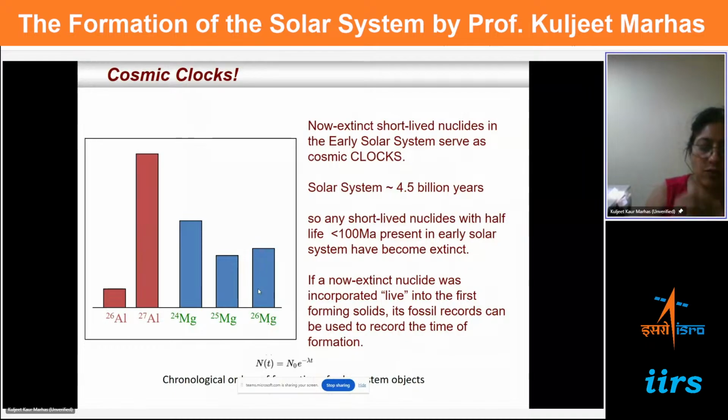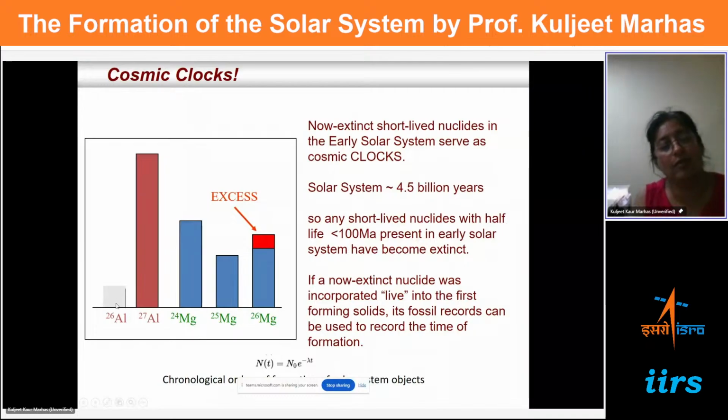Now, if I have 26 aluminum in, say, CI, which I was talking about, and this 26 aluminum decays in situ, it doesn't communicate with the rest of the material, just within CI it decays. What will happen is there will be an excess of 26 magnesium. This is what we measure. So we measure this excess of 26 magnesium, and then we say that 26 aluminum was present in the CI, and then we date it back.